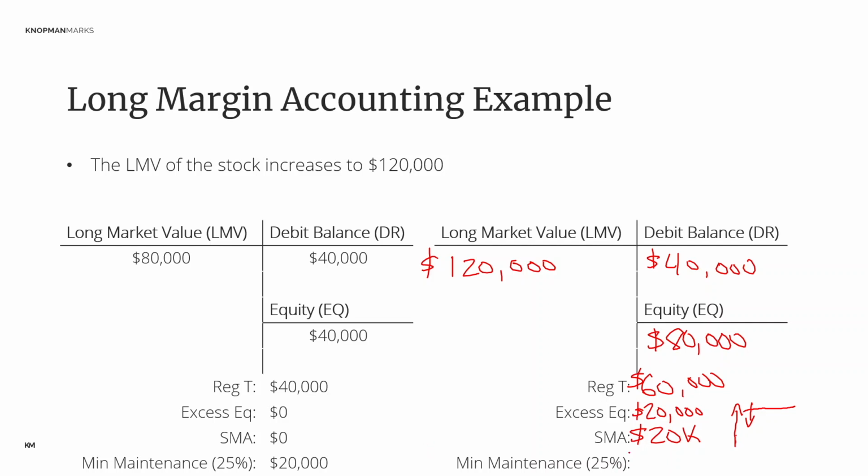And of course, the stock is going up here, so we don't have to worry about minimum maintenance right now, right? Minimum maintenance is 30K of equity, 25% of the market value. We have 80K, so we're really happy right now. So what happened here, just to recap, the market value went up. When the market value goes up, your long market value changes. The debit balance, there was no customer action, so the equity is the difference between the two. And if your equity exceeds Reg T, it gives you excess equity, which creates SMA. And again, the key thing here, every question, you draw out your T-chart.